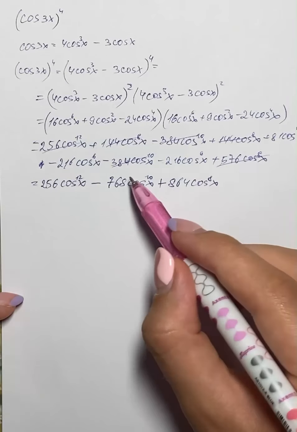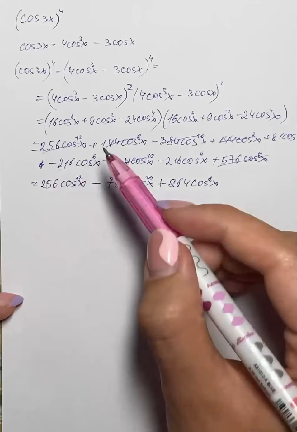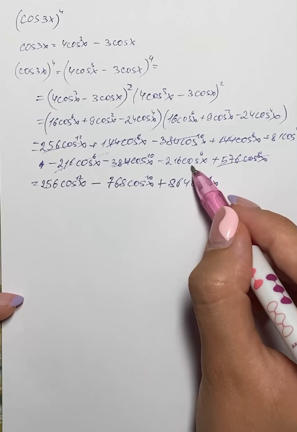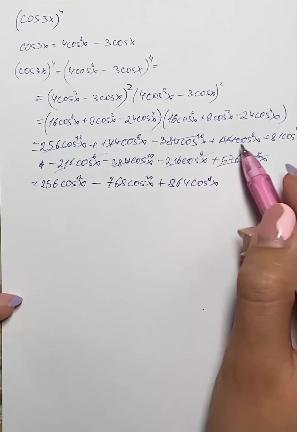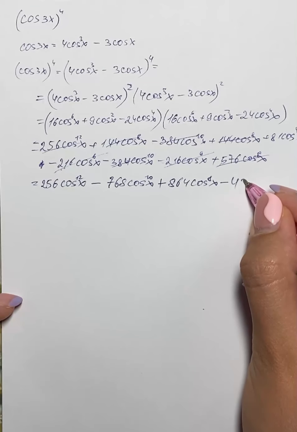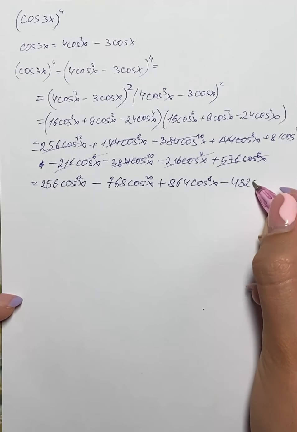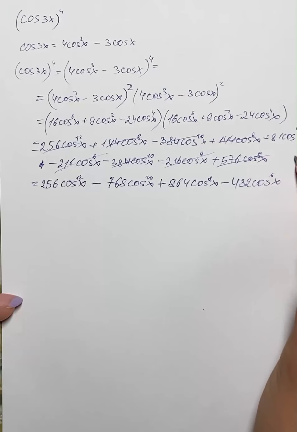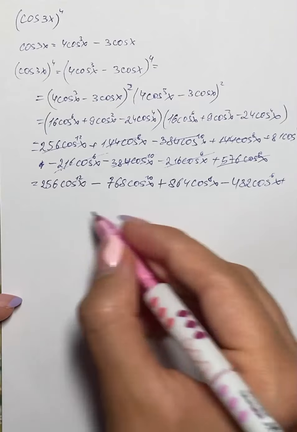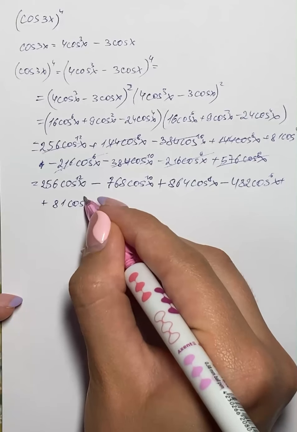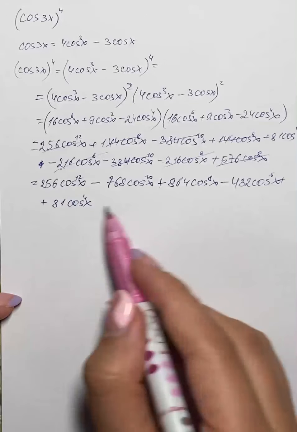and then we have minus 216 cosine of x to the 6th power minus 216 cosine of x to the 6th power, and that will be minus 432 cosine of x to the 6th power, and the last one plus 81 cosine of x to the 4th power. So this is our answer.